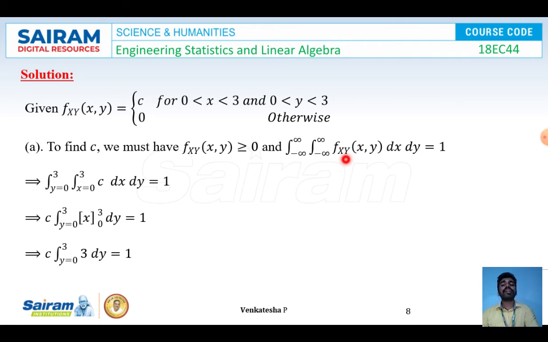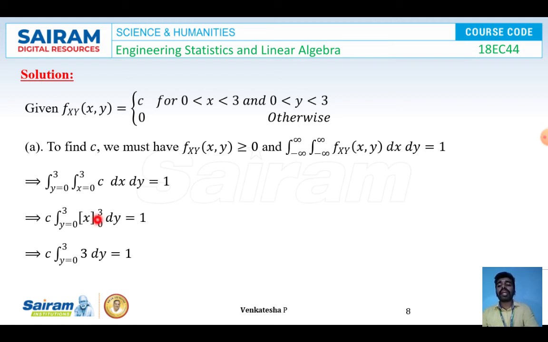So now replacing, x varies from 0 to 3, y varies from 0 to 3. The function is c here, so I got the expression: the integral y from 0 to 3, x from 0 to 3, c dx dy is equal to 1. Since c is a constant, I am taking c outside. Integrating a constant with respect to x, I got x here. So I got c times the integration y from 0 to 3, x between the limits 0 to 3, dy is equal to 1.